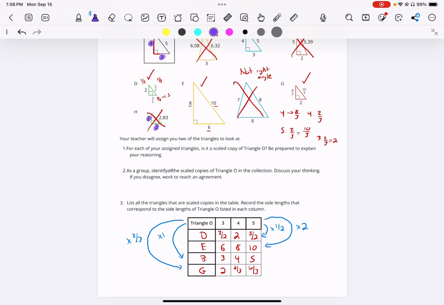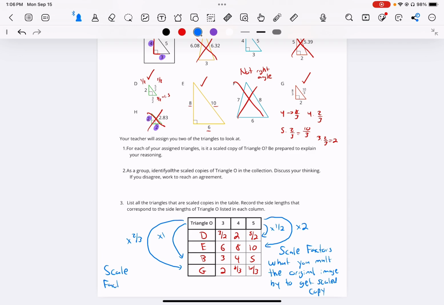These numbers, the 1, 1/2, 2, and 2/3, those are referred to as my scale factors. So your scale factor is what you multiply the original image by to get your scaled copy. And if we wanted to find our scale factor using a nice formula, our scale factor is just going to be the new length, whatever your new image is, divided by the original length.